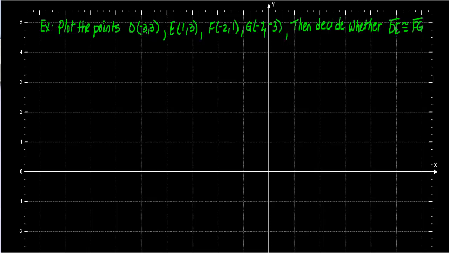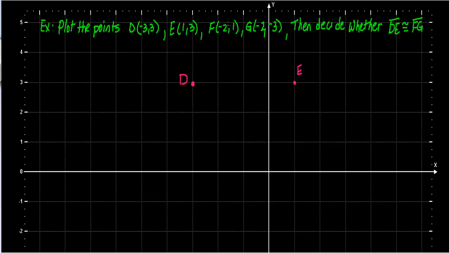Let's plot point (-3, 3). That would be -3, so 1, 2, 3, and then 3 up, 1, 2, 3. This is point (-3, 3), and that is your point D. Okay, so let's label it. I also have point (1, 3). That would be 1 and then up 3 right here. This is point E.